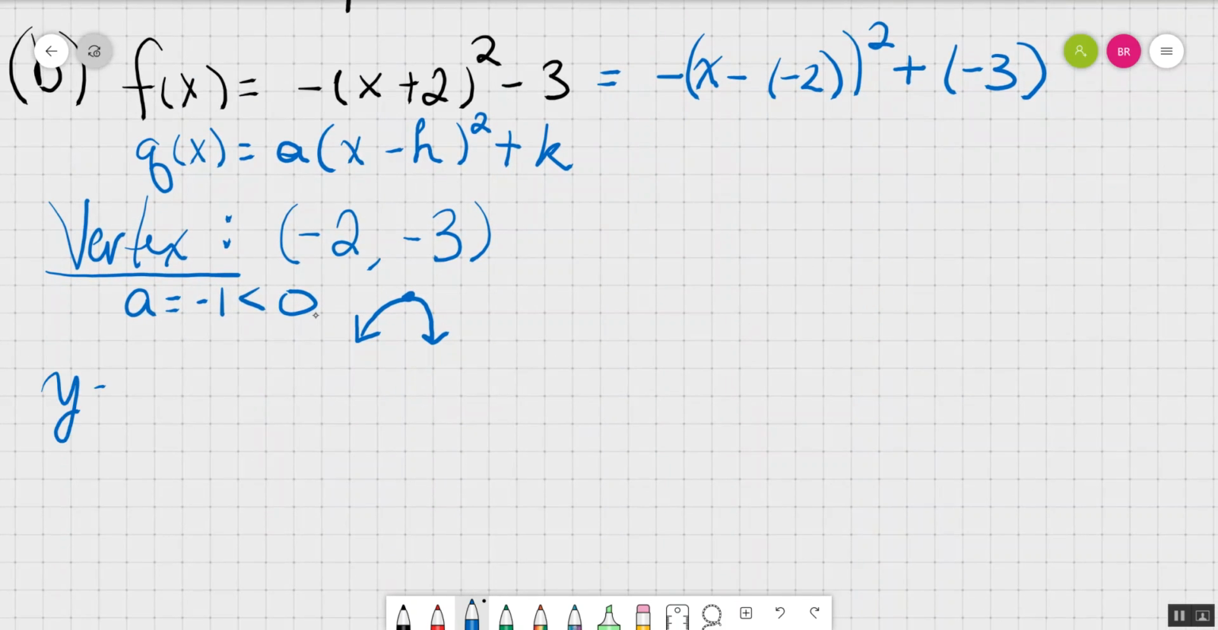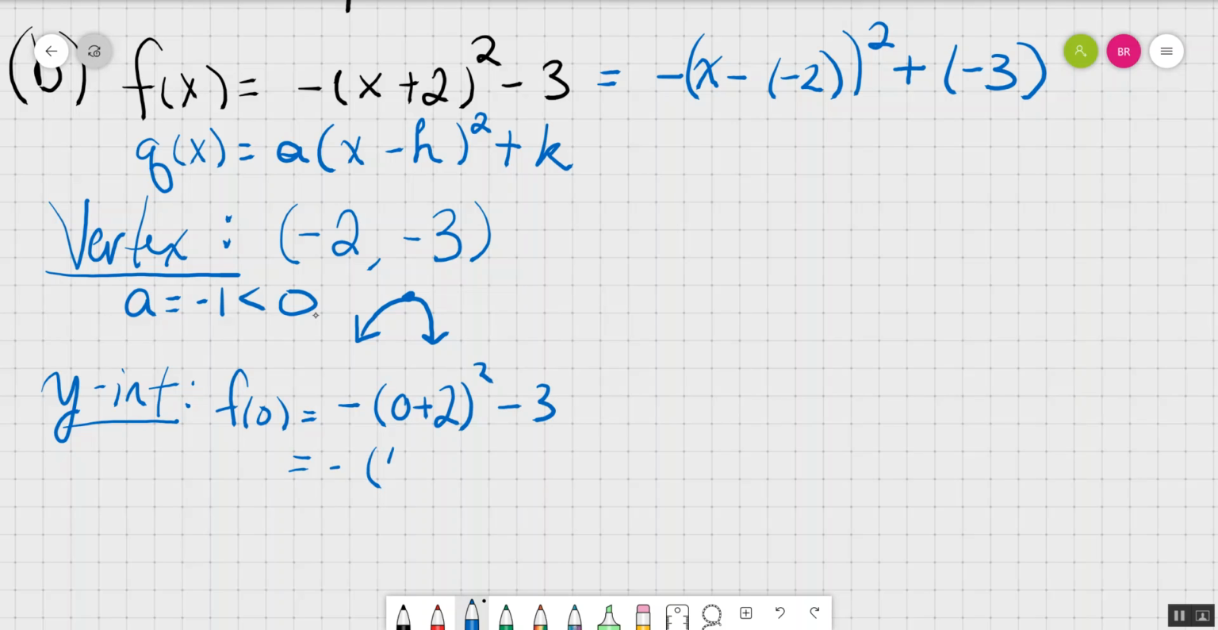So as always, I'm going to do the y-intercept first because I think it's the easier one. I'm going to abbreviate that. Hope you're okay with it. So I got to do f of 0. Negative 0 plus 2 squared minus 3. Don't forget that negative out front. So we're going to square positive 2 and get 4. All right, and then, oh, I have that negative out front. So negative 4 minus 3 is a negative 7. So my y-intercept is the point 0, negative 7.